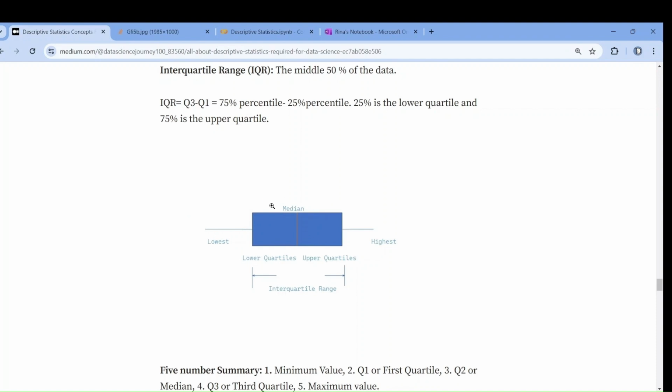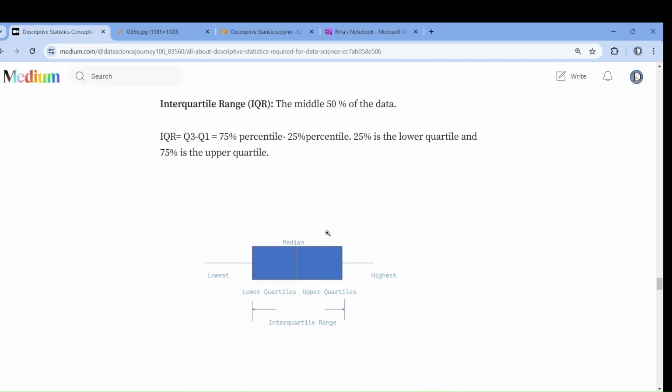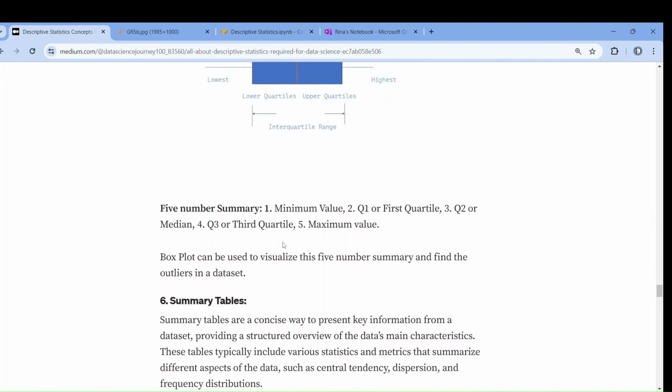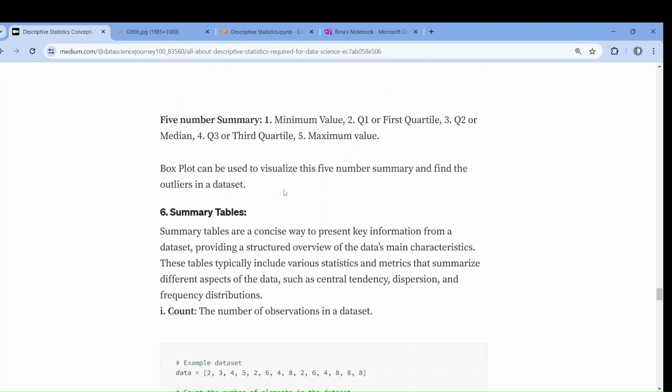Okay, we have discussed this before also, and still we have discussed it now. I hope you have not forgotten it. So the difference between the third quartile, or we can say the upper quartile, and the lower quartile, or we can say Q1, is known as the interquartile range. Okay, these are the 5-number summaries. A box plot can be used to visualize this 5-number summary.